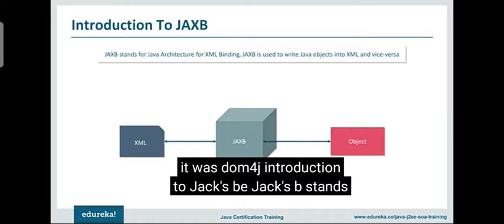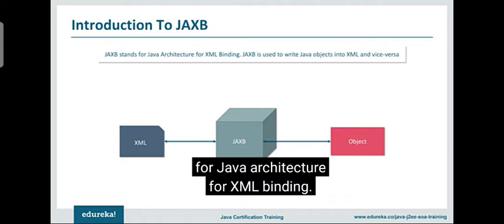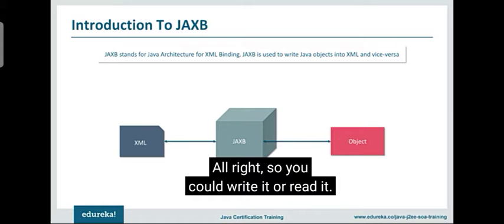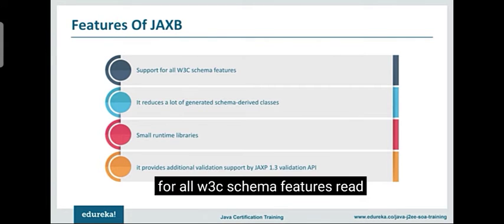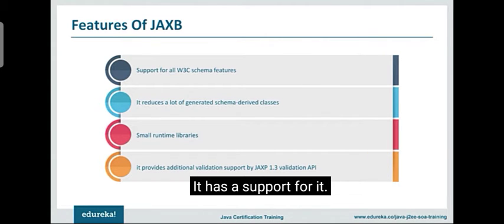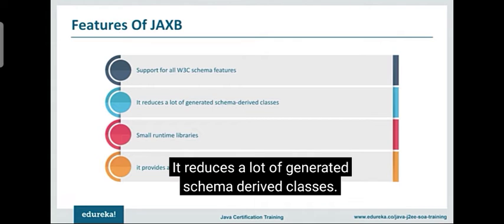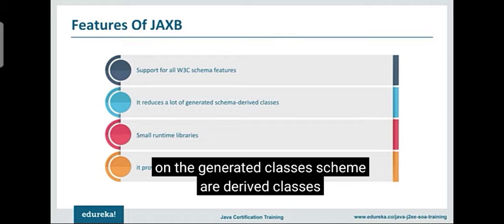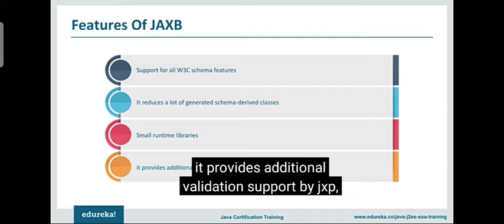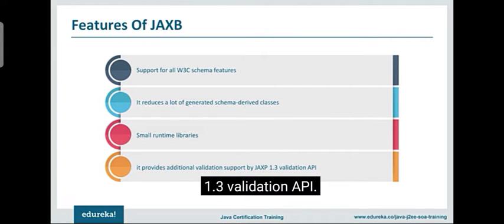Introduction to JAXB. JAXB stands for Java Architecture for XML Binding. It's a specification actually. JAXB is used to write Java objects into XML and vice versa. All right, so you could write it or read it. What are the features of JAXB? It supports all W3C schema features. W3C is a standard, and all the features that you have in W3C, it has support for. It cuts down on the generated schema derived classes. Small runtime libraries. In terms of size, it's pretty lightweight.